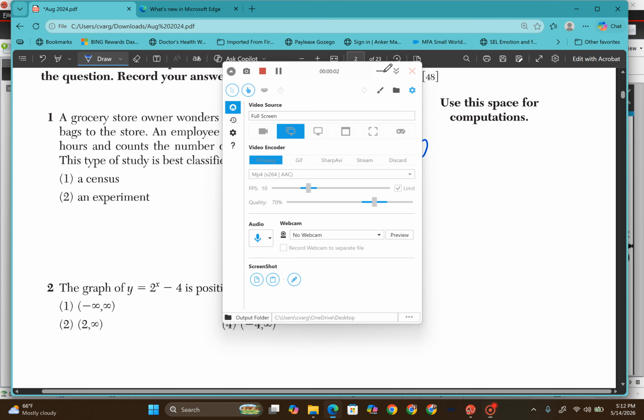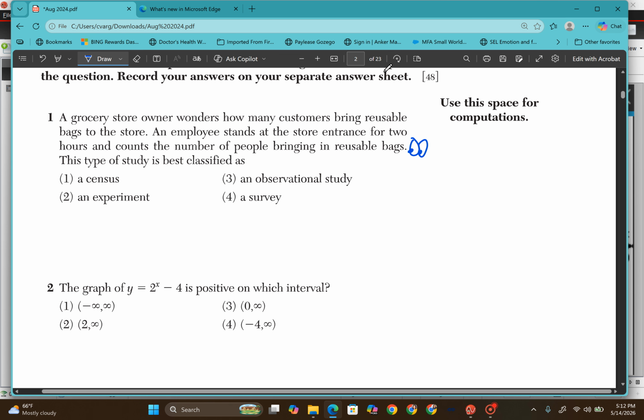All right, welcome to the August 2024 Regents Review. This is with all the units, units 1 through 6, and we're going to go through this together.